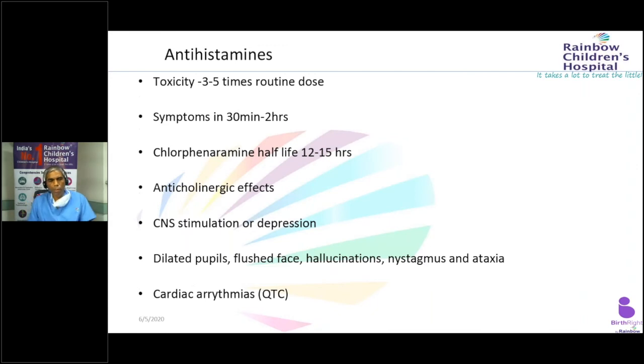The next common poison which we see in our day-to-day practice is antihistamines. As we all know, we have cold drops and cold syrups. If you prescribe the syrup, and the mother has two children, she might give the drops the same dose as what we give for the syrup. That's a common reason for poisoning in children. The toxic levels would be 3 to 5 times the routine dose we use for our routine cold prescriptions. Symptoms are usually seen within 30 minutes to 2 hours. The half-life of chlorpheniramine maleate is between 12 to 15 hours.